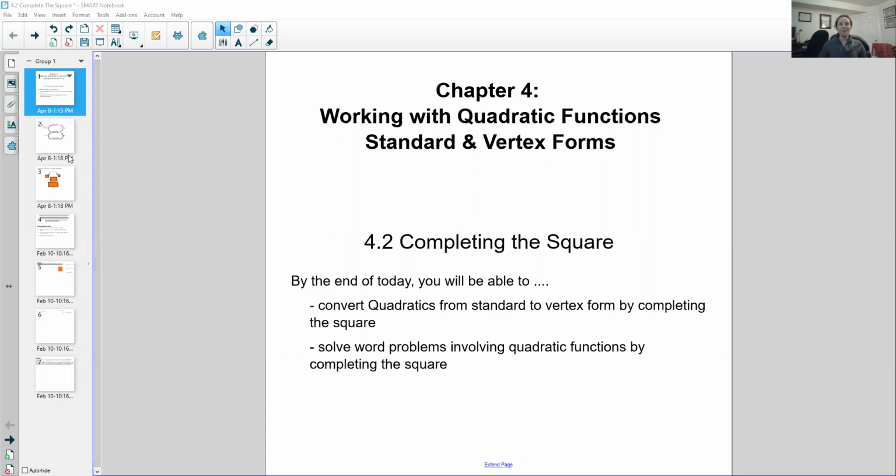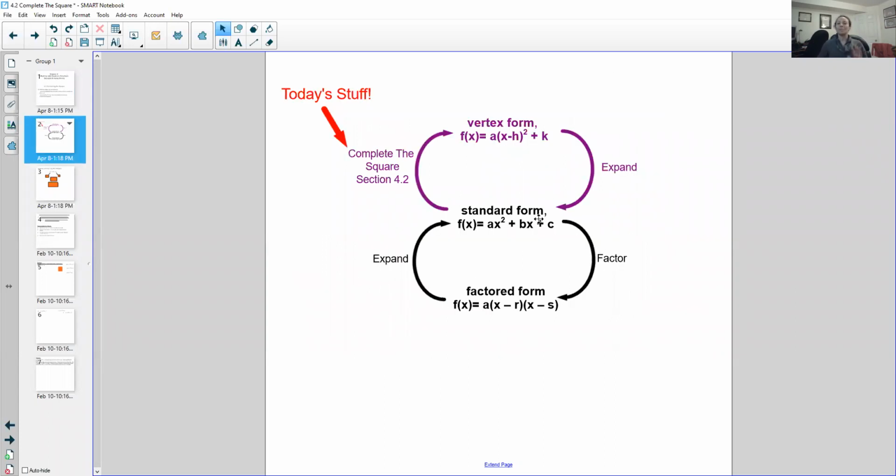All right, so remember in chapter 3, we looked at the standard and factored forms. This chapter, we're going to be focusing on the vertex form, which is up here, and your standard form. Yesterday, we looked at expanding this and getting it to the standard form. And today, what we're doing is figuring out how to go from standard form all the way back up to vertex form. Now, there's more than one way to do this, but today we're going to focus on a method called completing the square. So that's what we're looking at today.